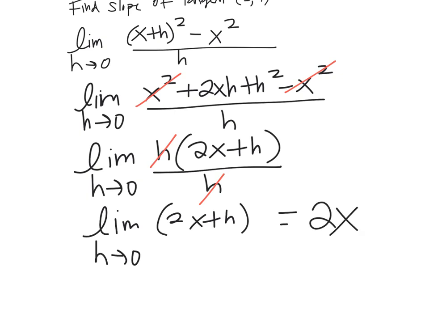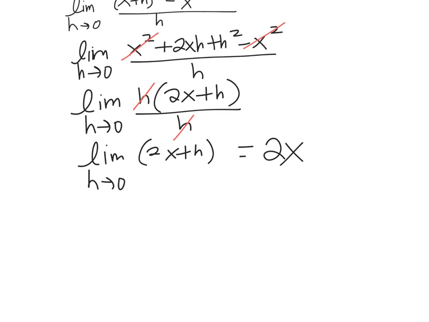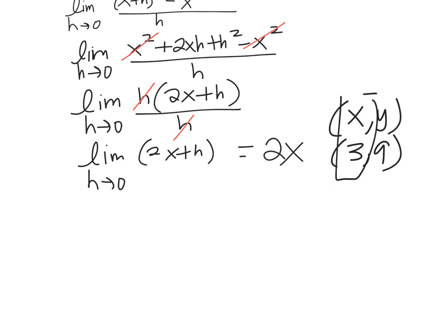Now, that 2x right there gives me a formula to find the slope at any point. My point in question here is the point (3, 9). So what am I going to plug in for x? 3. Okay? So I go 2 times 3, and the slope would be 6. If I wanted the point (2, 4), I would plug 2 in. If I want the point (5, 25), I plug 5 in. Okay?